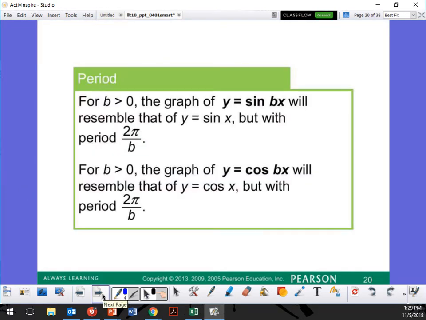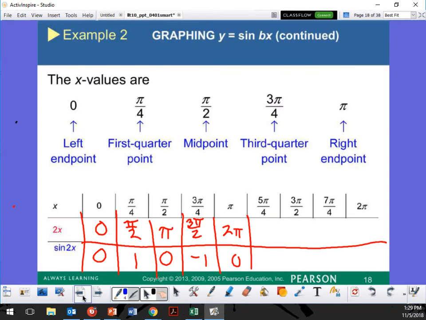For b greater than 0, the graph of sine bx will resemble that of sine x, but with a period of 2 pi over b. Now, I showed you guys again. What is the period of sine?